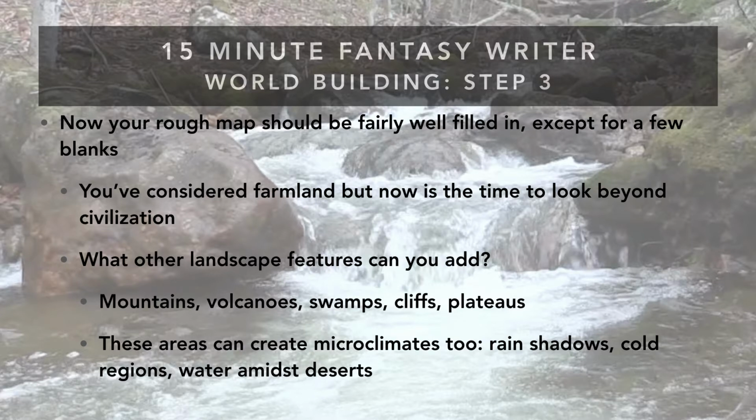Because these areas can help add in those other temperatures or climate regions by creating microclimates. So these are areas like rain shadows, or cold regions because it's a high plateau, or oases, or waters and mist deserts. These things can and do happen. There is snow on the equator at Mount Kilimanjaro. Don't forget that things are possible in a small area, and you can have a huge, vast variety by adding in these microclimates.